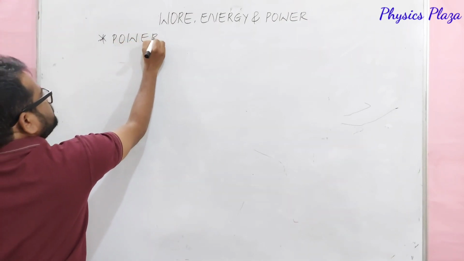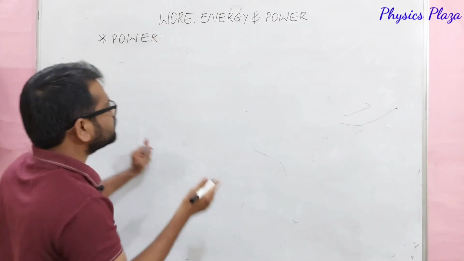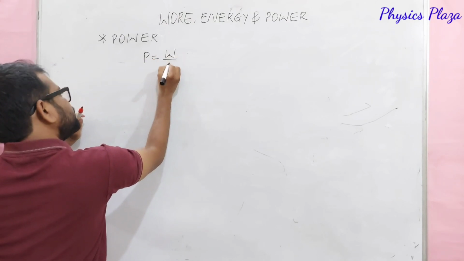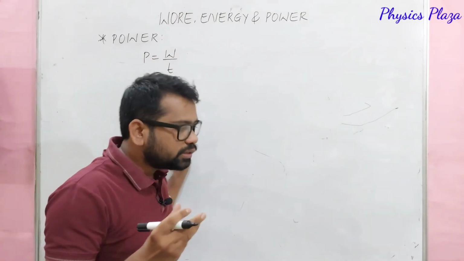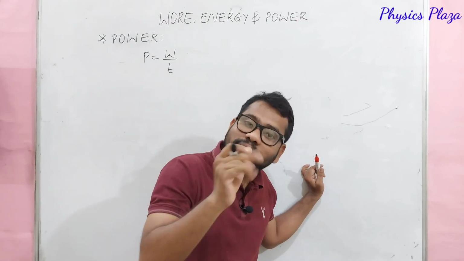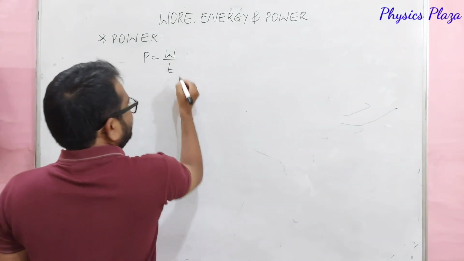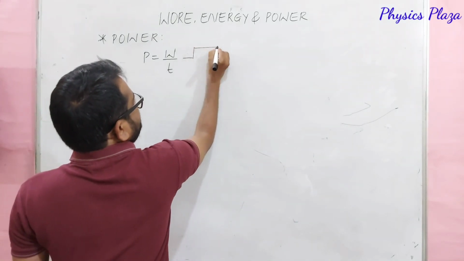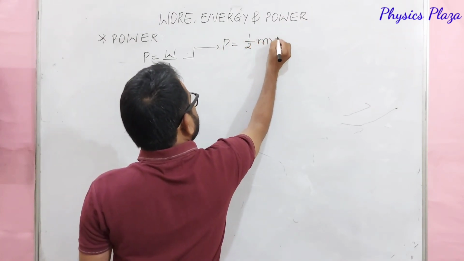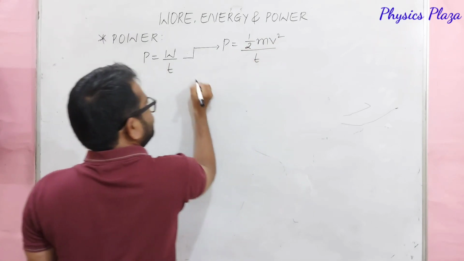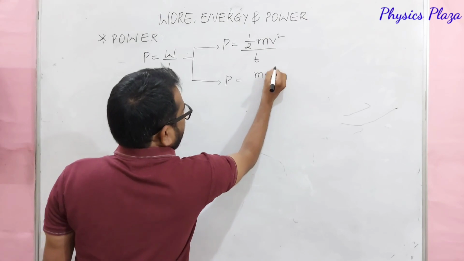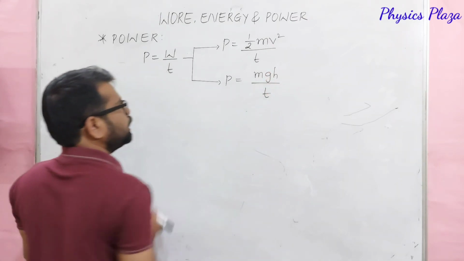Power. What is power? The rate of doing work. So directly we can write power P is equal to W by t. But dear children, sometimes whatever work is done is stored in the form of kinetic energy, and sometimes in the form of potential energy also. In that case, how can we calculate the power? If the work done is stored in the form of kinetic energy, then power can be written as half mv square by t. If it is stored in the form of potential energy, it can be written as mgh by t.